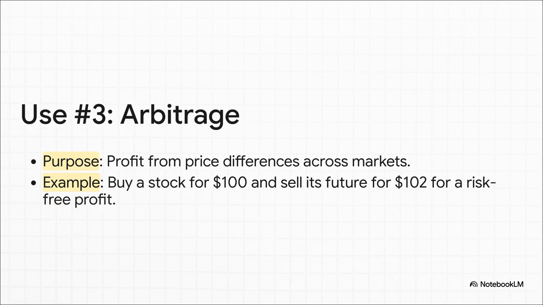And number 3 is arbitrage. Now, the folks who do this, arbitrageurs, they're kind of like financial detectives. Their whole job is to hunt for tiny little pricing mistakes between different markets. And when they find one, they use derivatives to swoop in and lock in a small, basically risk-free profit before anyone else notices and the market corrects itself.